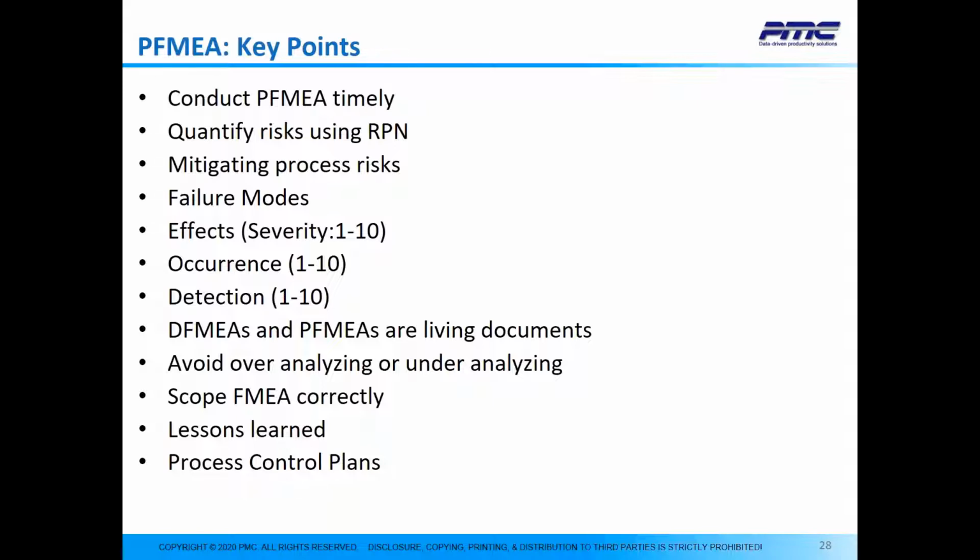Avoid overanalyzing or underanalyzing. There should be a balance, because if you overdo it, it will take forever to complete. But if you underdo it, you may miss some of the key risks. So again, you have to find that balance. Scope the FMEA correctly, so you make sure that you focus on the right processes. Make sure the lessons learned are used as input to PFMEA, as we captured in this AIAG methodology. Make sure to modify process control plans after mitigation actions are implemented. As I was pointing out, you need to recalculate the severity, occurrence, and detection, so that needs to be documented in the process control plan as well.